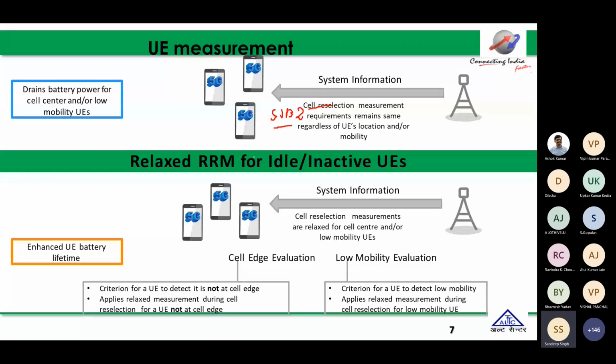In 3GPP Release 15, the cell reselection measurement requirements remain the same, whether the user equipment is in mobility mode or rest mode, whether it is at the cell center or the cell edge. The measurement parameters are the same. They are always measuring from time to time, and sending to the gNodeB.